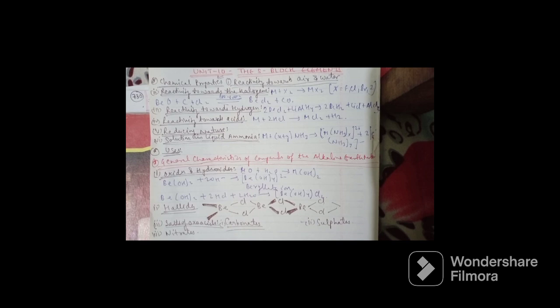All of them decompose on heating to give the oxide, like lithium nitrate, and in the same way it will be processed as: M(NO3)2 gives 2MO plus 4NO2 plus O2, where M is Be, Mg, Ca, Sr and Ba.